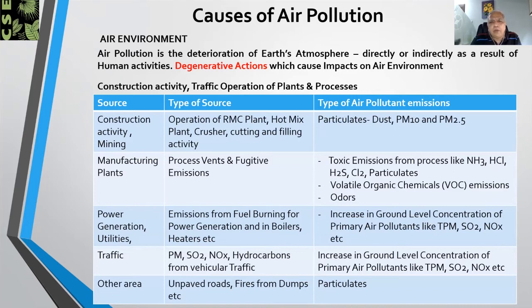So first of all, we have to have a clear concept of what is air pollution. Air pollution is the deterioration of the Earth's atmosphere directly or indirectly as a result of human activities. Now, which are the degenerative actions which can cause impacts on the air environment? Well, of course, the degenerative actions can be classified into various types.